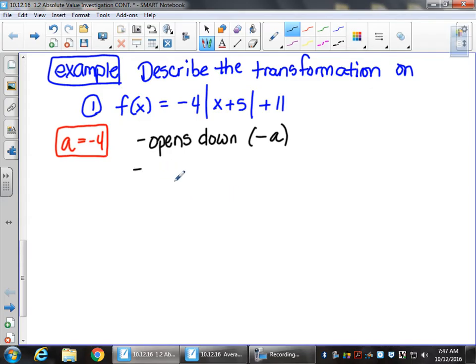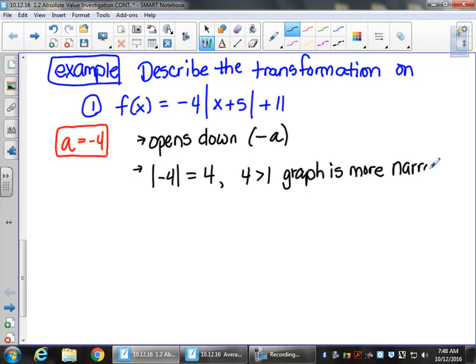Is it wide or is it narrow? To figure this out, so I'm hearing wide and narrow, what do I have to take? We're going to take the absolute value of negative 4. What is the absolute value of negative 4? 4. Okay, so now I know the absolute value of negative 4 is 4. How does that help me? So 4 is greater than 1, which means the graph is wide or narrow. Look at your notes. Narrow. So now I know I have a graph that opens down and is more narrow.